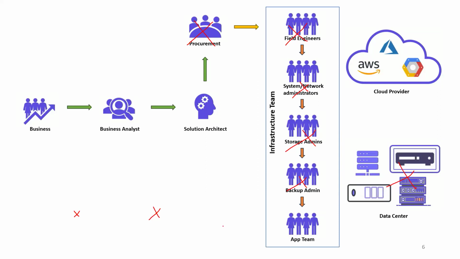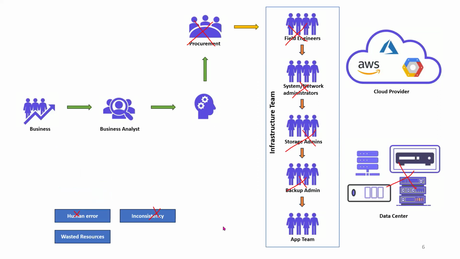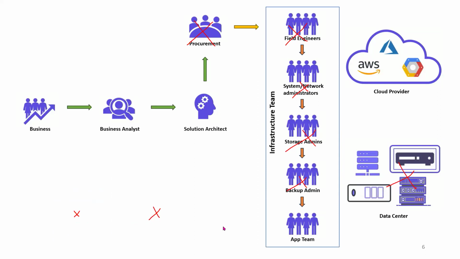It's because the working model is much faster, it is less expensive, there is higher automation, less human error, less inconsistency, higher utilization of the resources. So this is the reason most of the companies are looking towards the cloud platforms instead of the traditional working model.